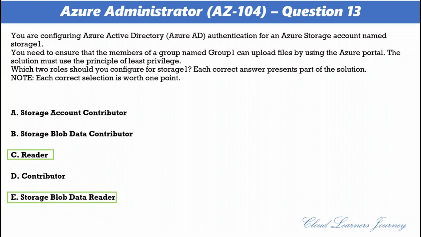To access blob data in the Azure portal with Azure AD credentials, a user must have data access roles such as storage blob data reader or storage blob data contributor. Here we need to use the least privilege, hence the option is storage blob data reader. The reader role is an Azure Resource Manager role that permits users to view storage account resources, but not modify them.